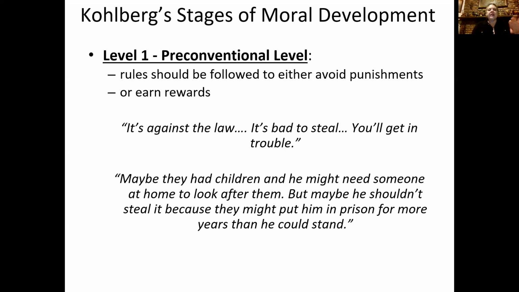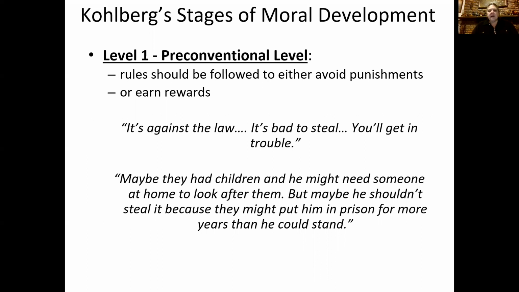According to this pre-conventional level, rules should be followed to either avoid punishment or earn rewards. So when you're making moral choices based on those things, those are external factors. So you're externalizing your moral choice at that point. An argument regarding the Heinz dilemma would be, it's against the law, it is bad to steal, you'll get in trouble. So those are reasons why people would say that he did the wrong thing by trying to steal the drug for his wife.